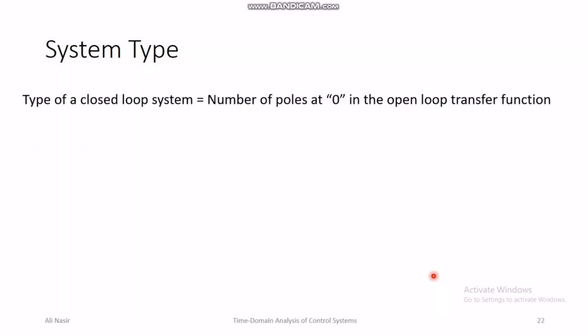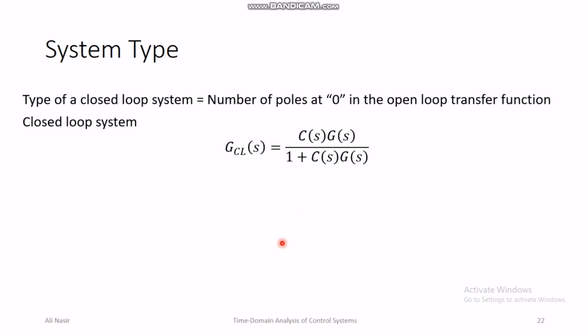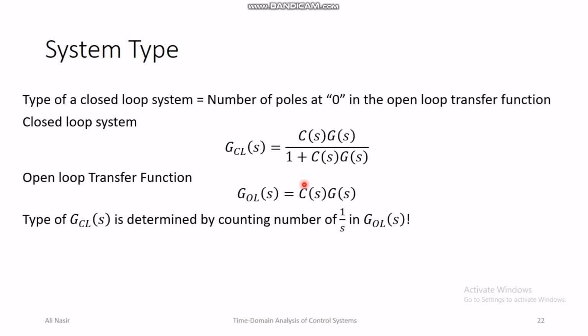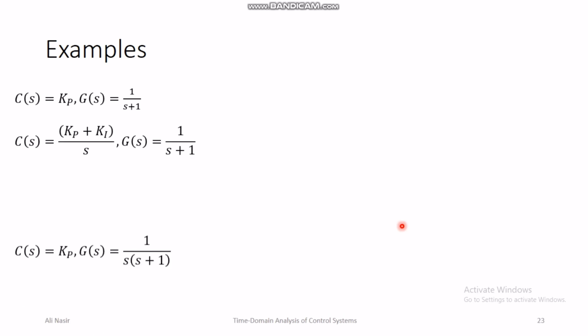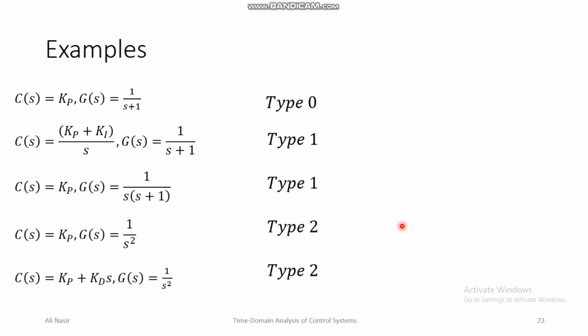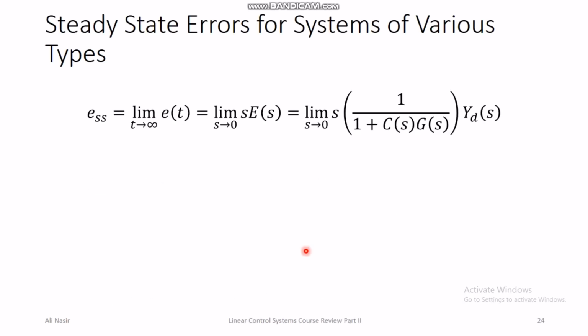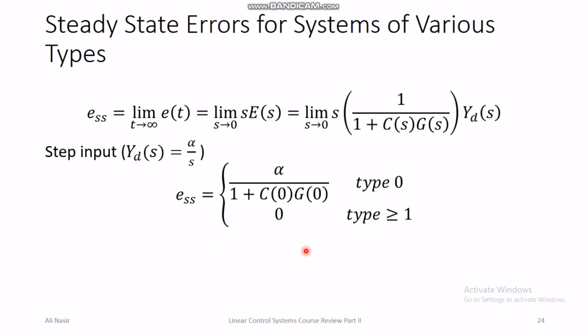but the calculation of steady state error is facilitated by the concept of system type. The type of a system, or type of a closed loop system, is determined by the open loop transfer function, and we count the 1 over s terms in the open loop transfer function to determine the type of the system. We look at certain examples of different open loop systems which give the types of corresponding closed loop systems. Then there is steady state error for systems of different types.